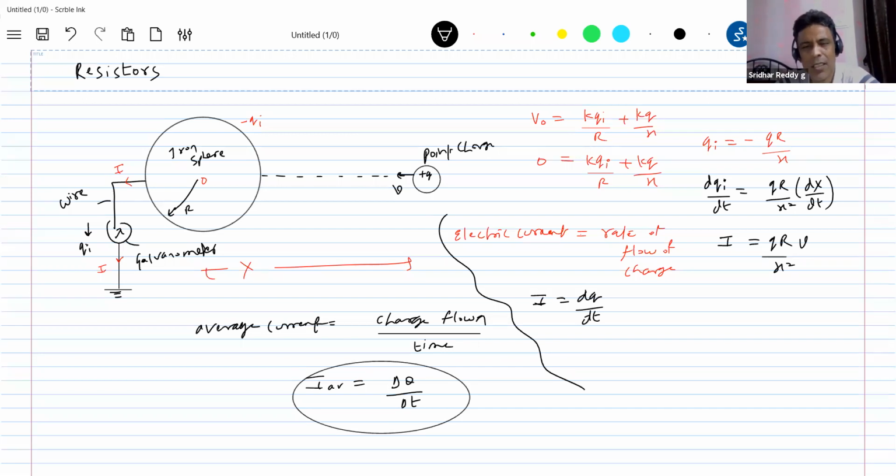Now, from where will this current come? Due to flow of charge through a wire, a current is said to be flowing. This is called electrical current. The unit for this is ampere, symbol capital A. So we'll measure in terms of ampere.